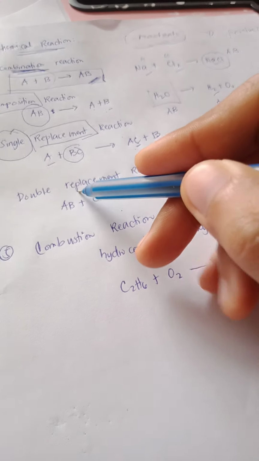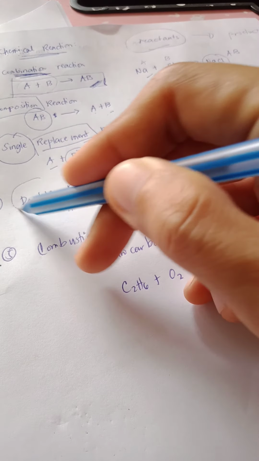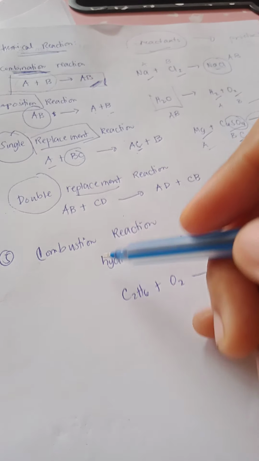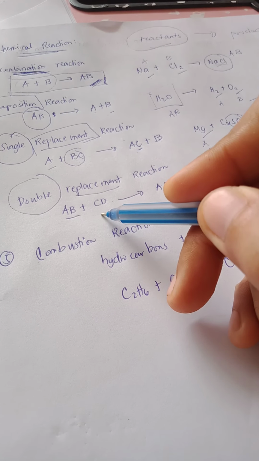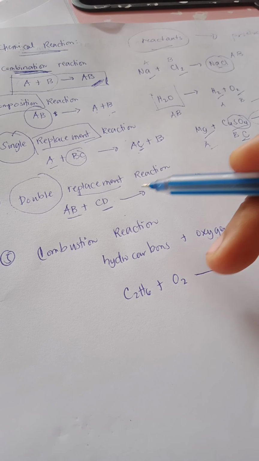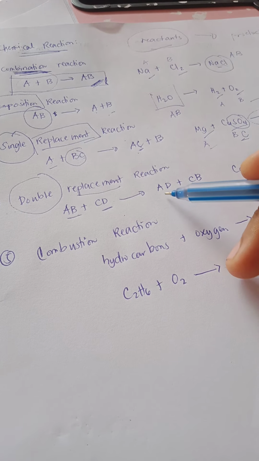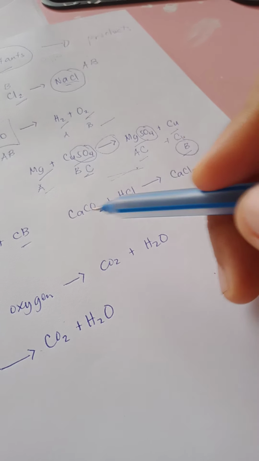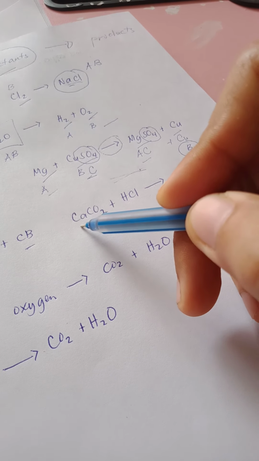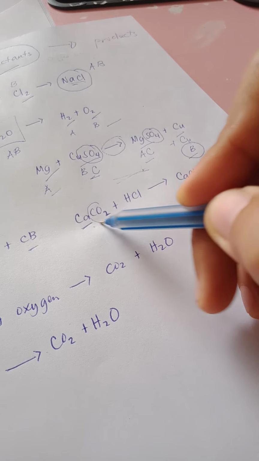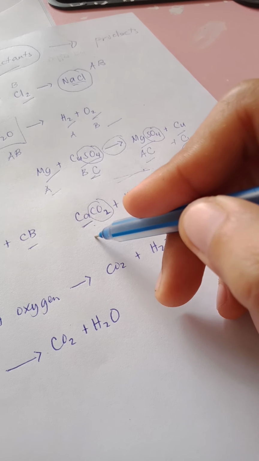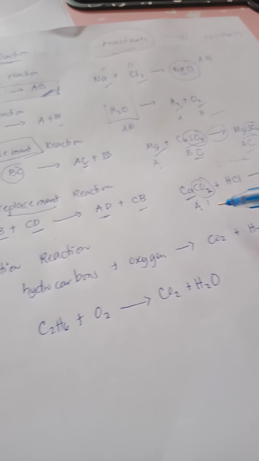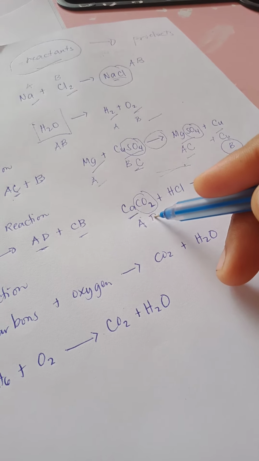Next, double replacement reaction. So, dito, same pa din ang process, but this time around, double na. Ibig sabihin, dalawa na yung nagkapalitan. So, basically, A and B plus C and D will yield or will produce A and D plus C and B. So, same at this example, we have calcium carbonate. So, calcium plus your carbonate. So, that's your A for calcium and B. Am I right? Yes. B for your carbonate.